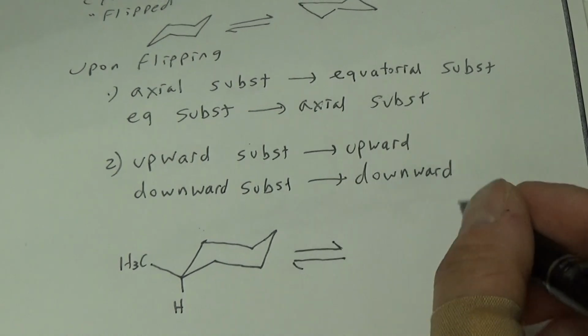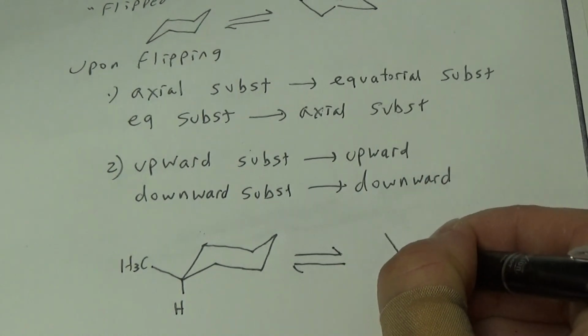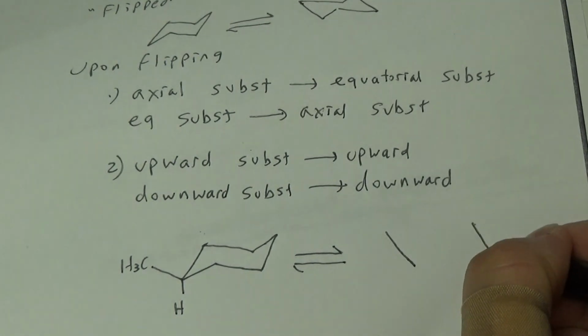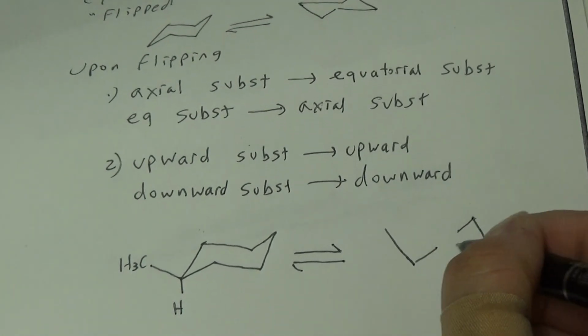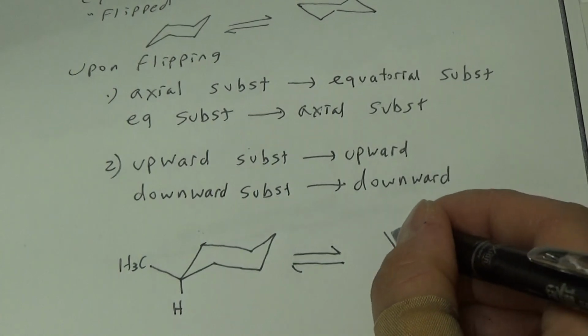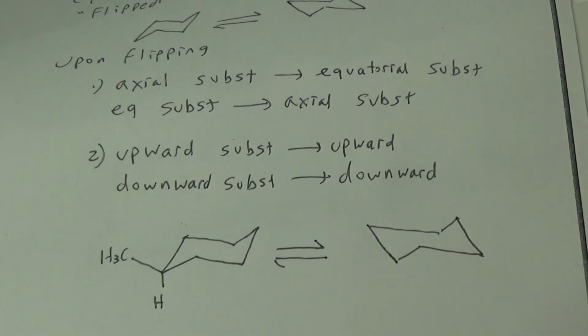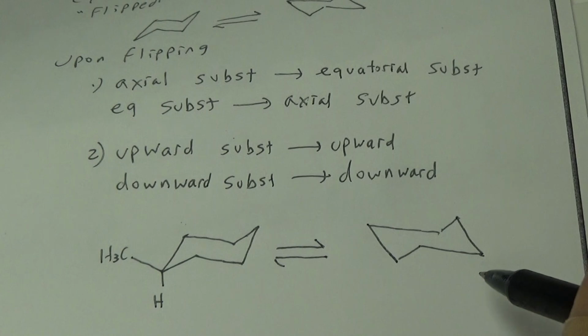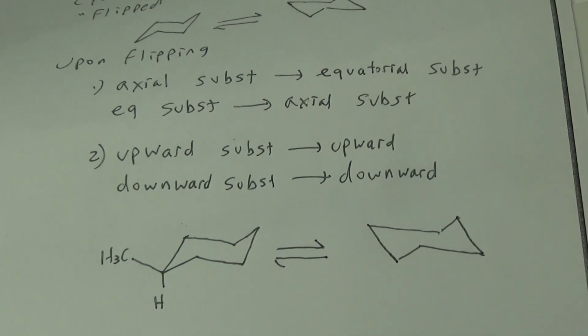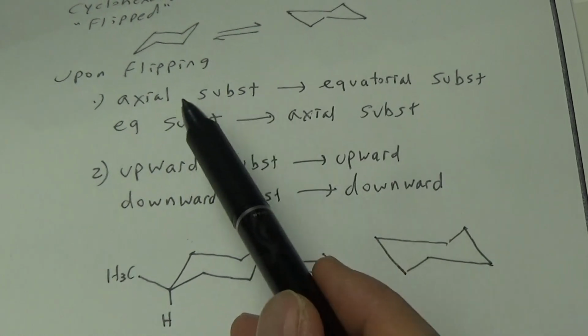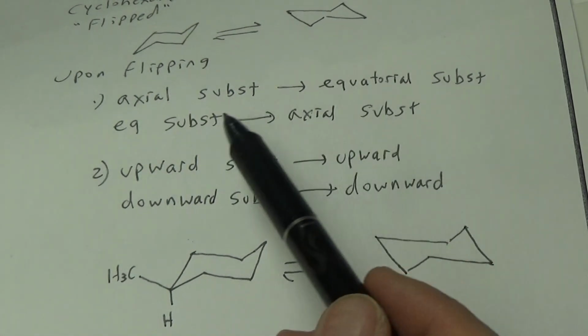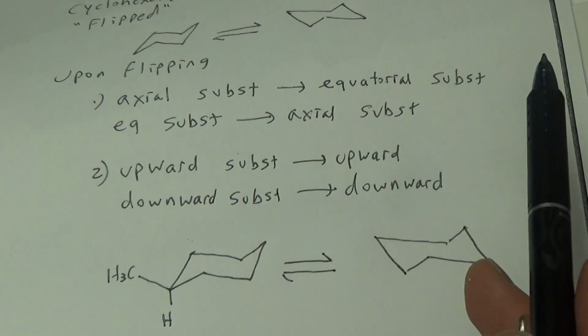Okay. All right. So, what's the flipped chair look like? It looks like this. Right. That's the chair, the flipped chair form. Okay. Make sure you draw that nicely. All right. So there's your two chair forms. What are my rules? Axial goes to equatorial, equatorial goes to axial, right?